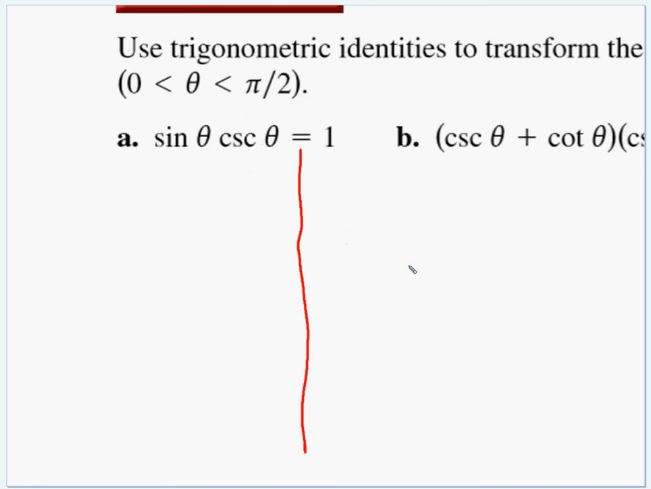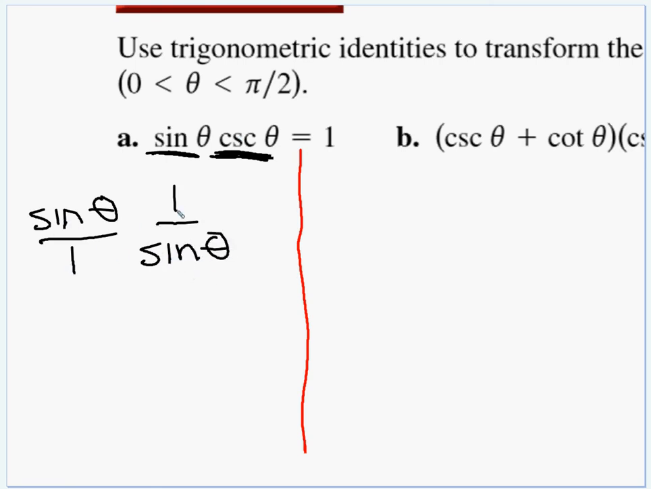Now, there's usually multiple ways to do these. Like for this first one, I'm going to leave sine alone. Sine of theta is just sine of theta. I'm going to put a 1 under it. That's not going to hurt anything. And if you look back at your reciprocal identities, this cosecant is the same as 1 over sine. All right, sine over 1 times 1 over sine. On the diagonal, we can cancel the sines to 1s. So what we're left with on the left is 1, and that's equal to the right side 1. We have fulfilled the directions.